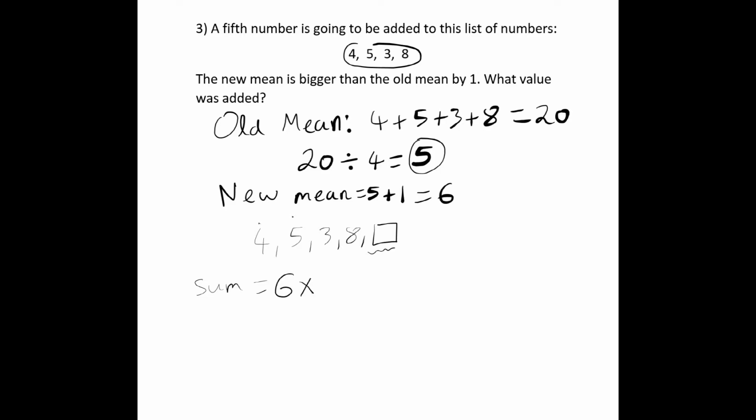And there's 1, 2, 3, 4, 5 numbers when I include the one I don't know. 6 times 5 is 30. So these numbers here add up to 30. So to work out the missing number, I add up the numbers I know, and these add up to 20, and then I subtract from 30, giving me an answer of 10. So that is what the missing number must be. So the missing number is 10.